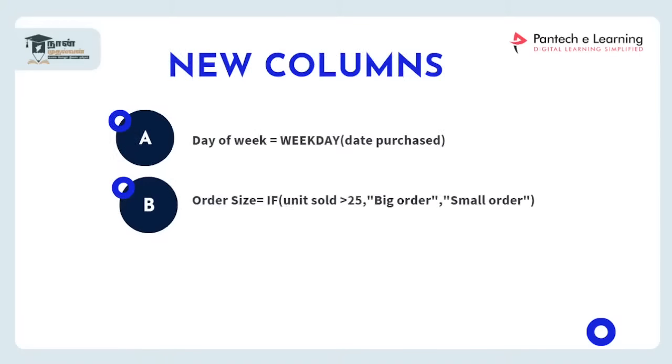Next are columns. How can we create a column? There are two tasks. The first is day of the week. I will separate the values, for example the product launching year, date, or month, which already exist in our dataset. I will separate them by week and day into a new column. The second is the date purchased and order size. What is the size of the particular order? Based on units sold, more than 25 is a big order and less than 25 is a small order. Based on that, I will create a new column.